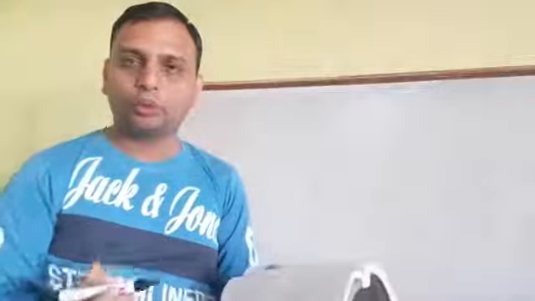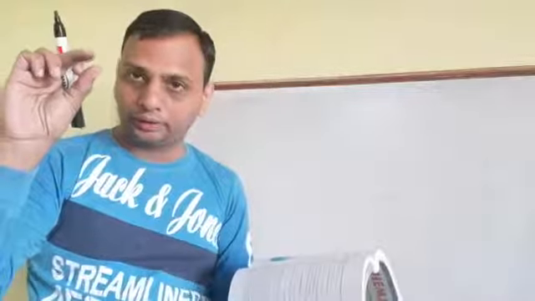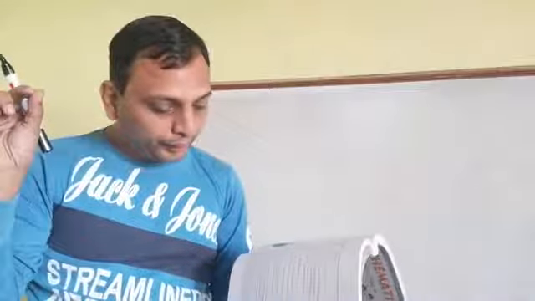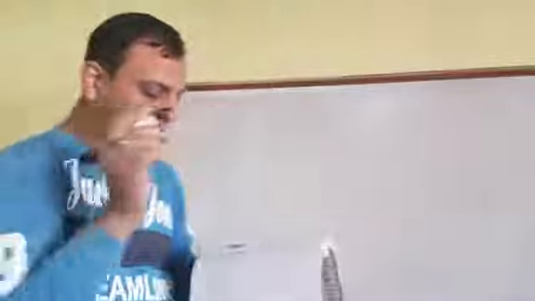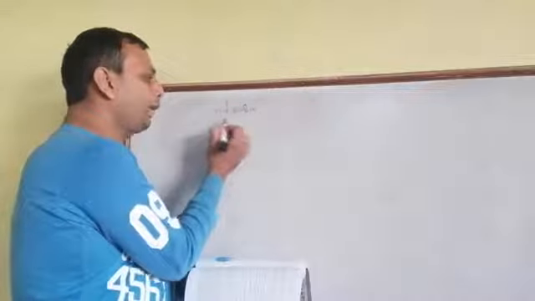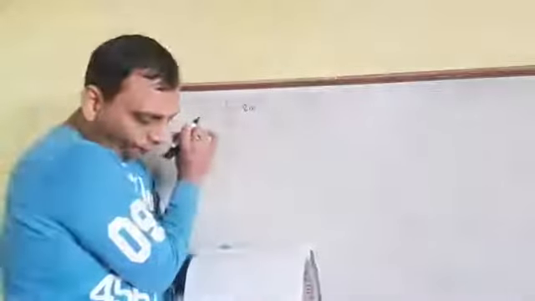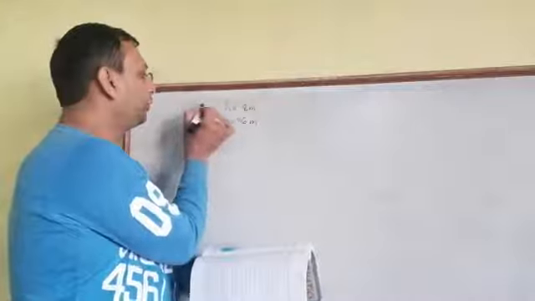Fifth question is that we have to find the length of the toppling cloth. The cloth is 3 meter wide, and we will require it to make a conical tent of height 8 meter and radius 6 meter. This is question number 5.